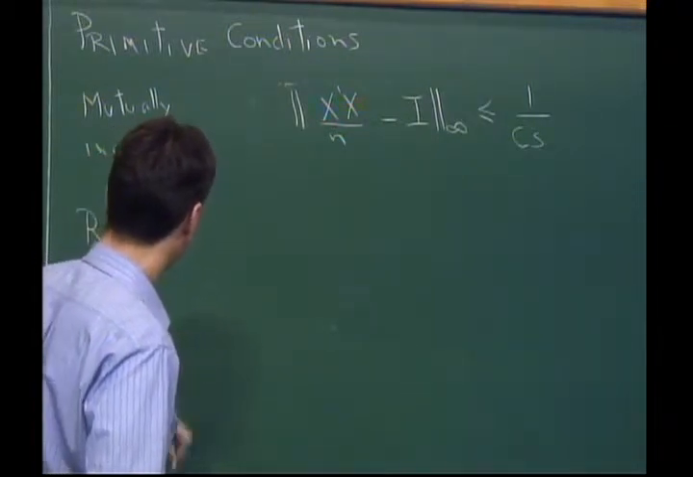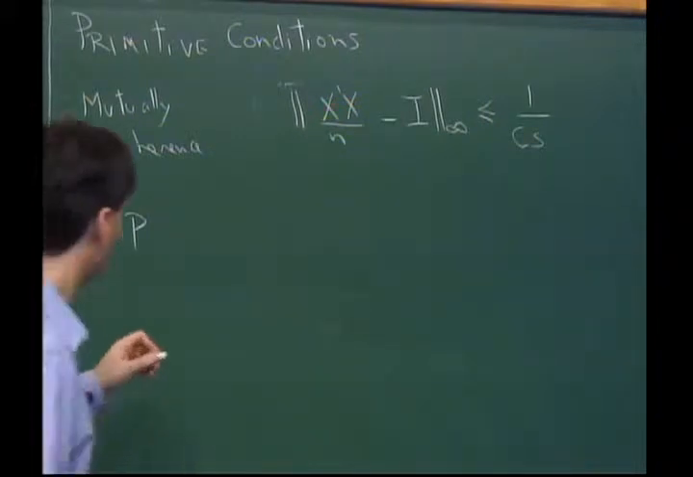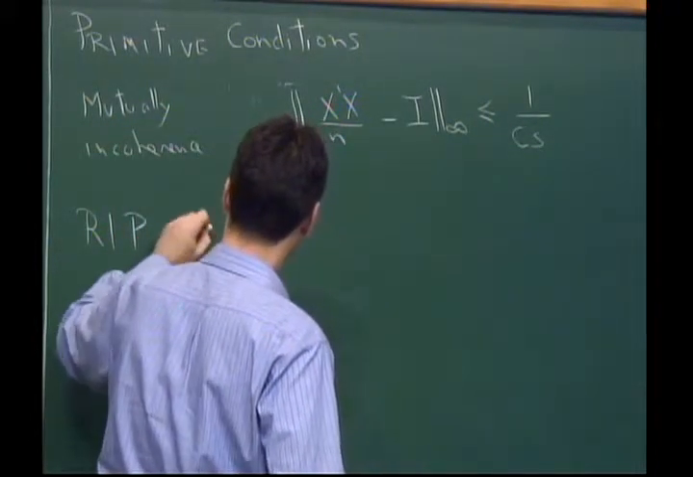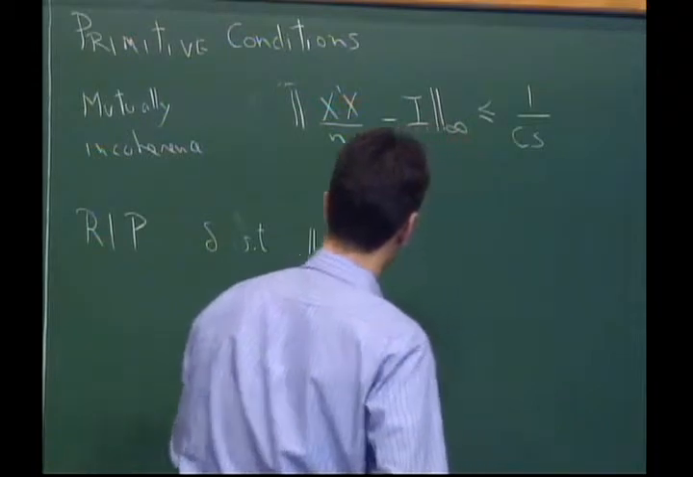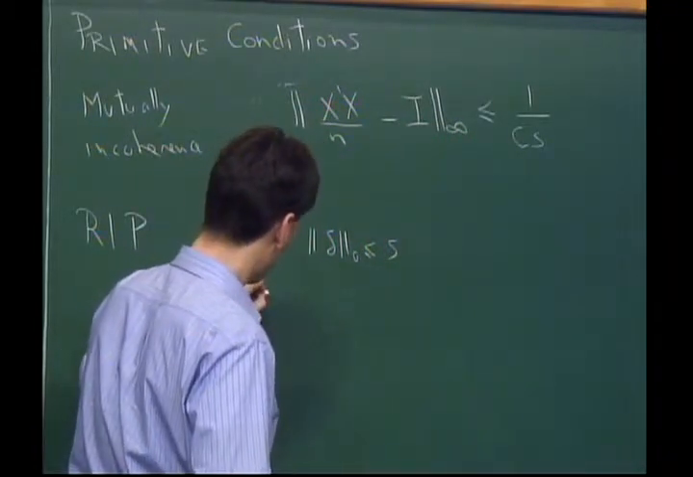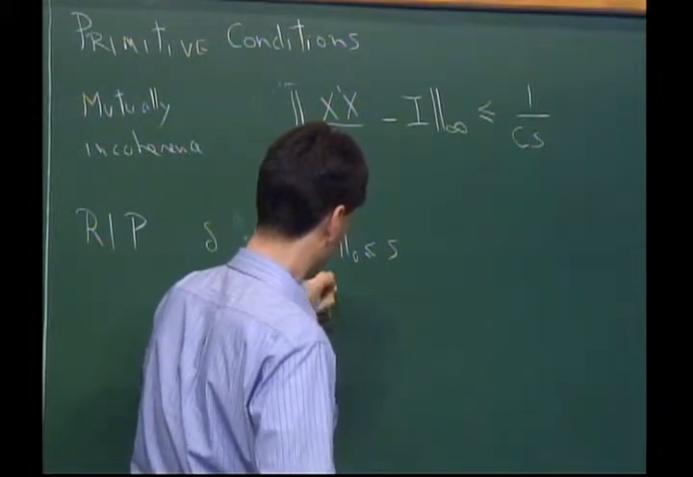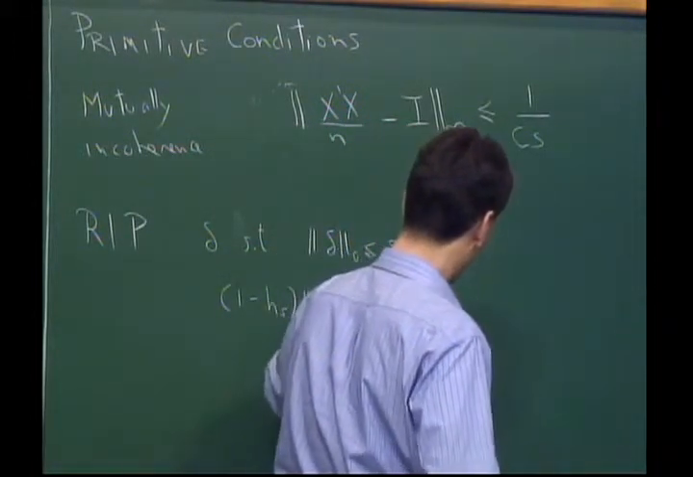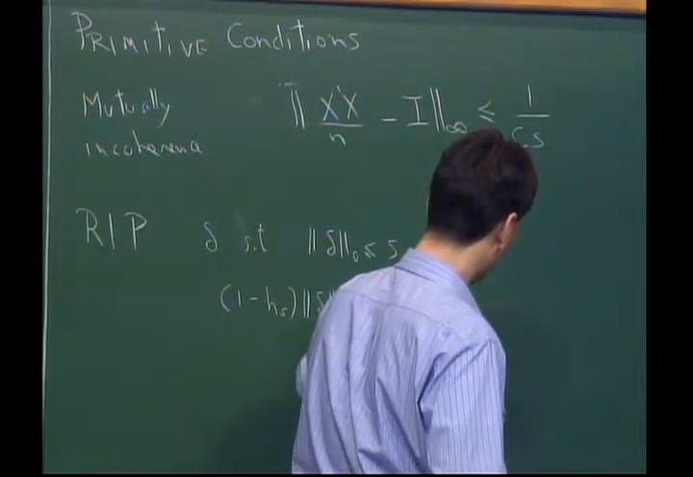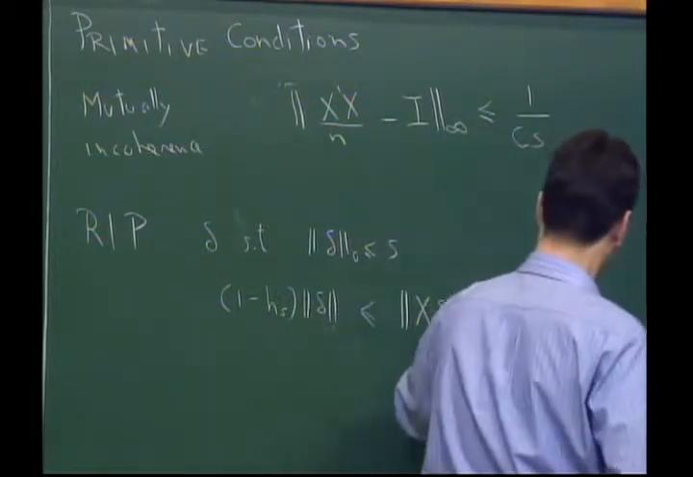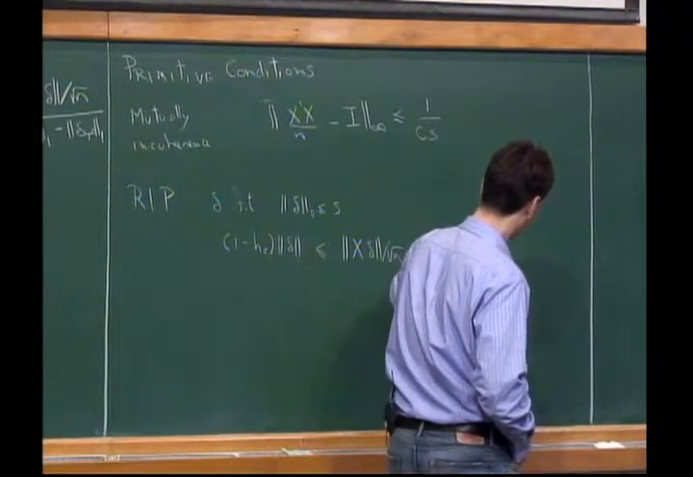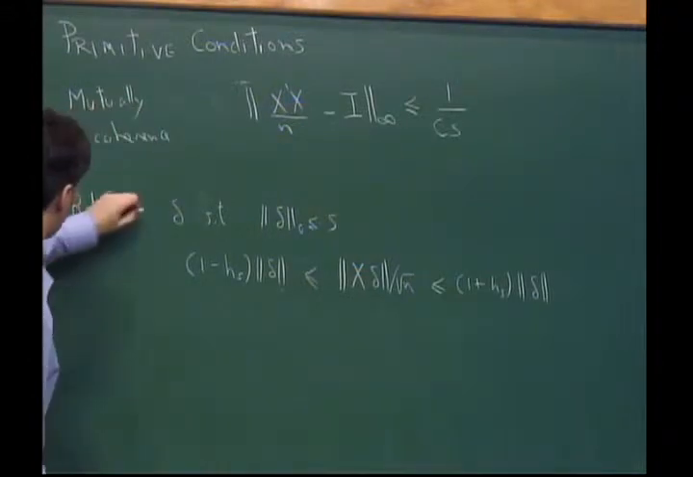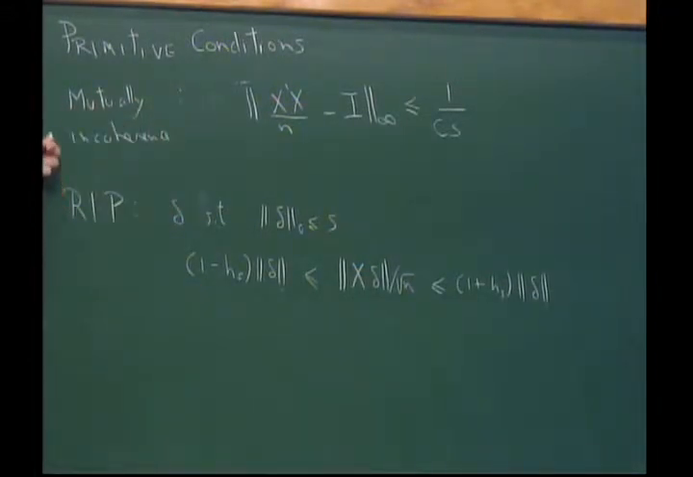Yesterday, we also saw the restricted isometry property: for all vectors delta that are sparse, with sparsity level S, there is a constant such that when you hit the vectors through the matrix X, properly normalized, it looks similar to an identity. And it's not hard to see that mutual incoherence implies RIP.